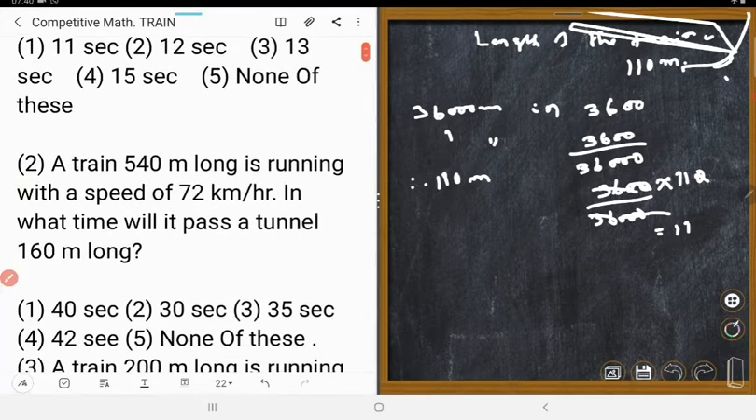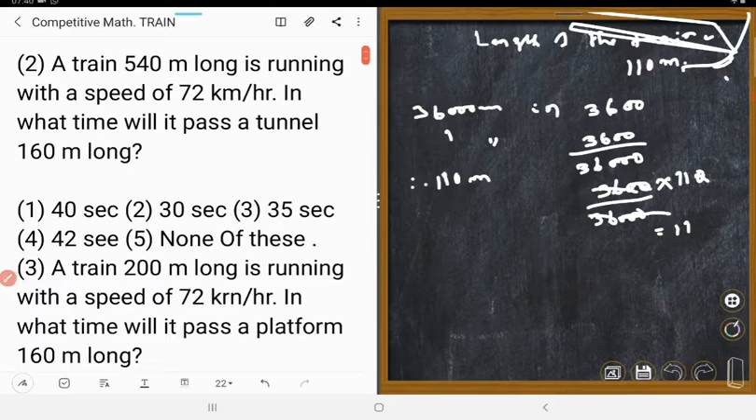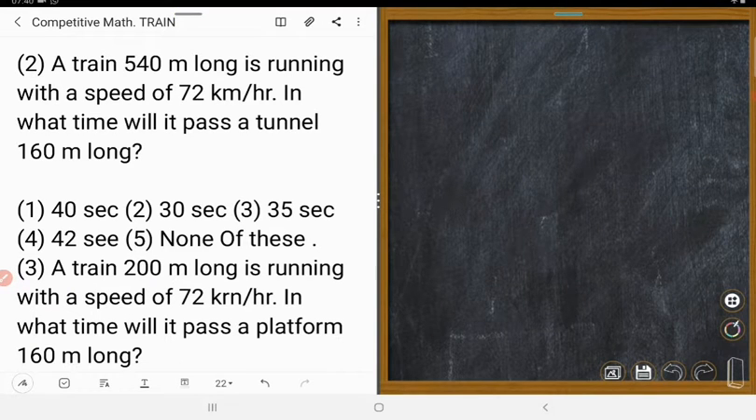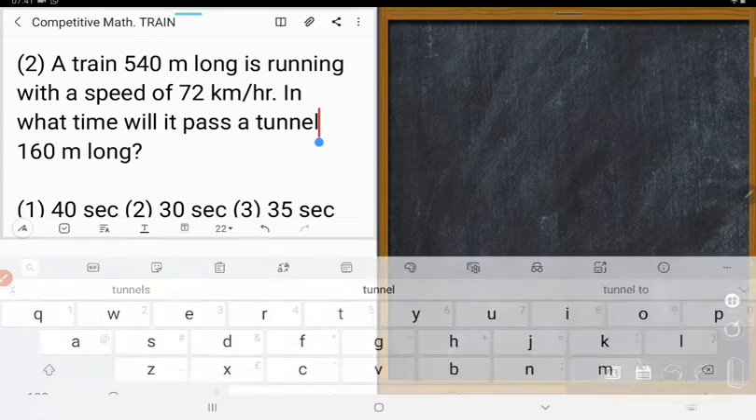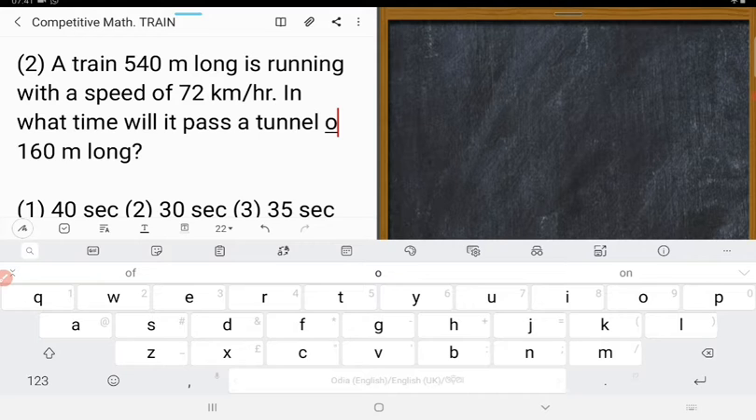Next one. A train 540 meter long, what is the length of the train? 540. It is running with a speed of 72 km per hour. In what time will it pass a tunnel of 160 meter long? Could you understand?